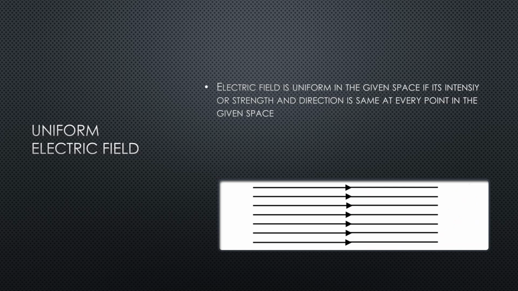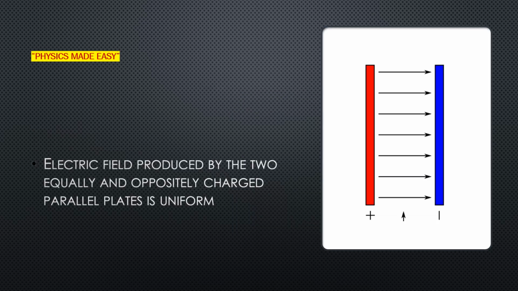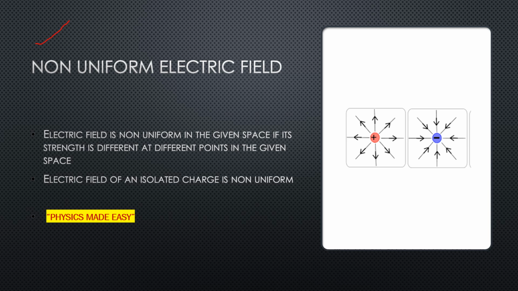So now, how to represent a uniform electric field with the help of electric field lines? You can see it very clearly from the figure that a uniform electric field is represented by straight, equally spaced parallel field lines. This figure represents the electric field produced by two equal and opposite charged parallel plates, and the electric field is uniform, and it starts from the positive plate and goes up to the negative plate. Now the next one is a non-uniform electric field.